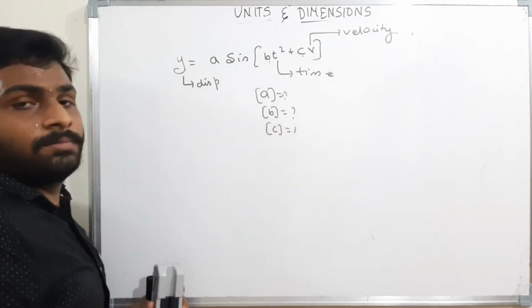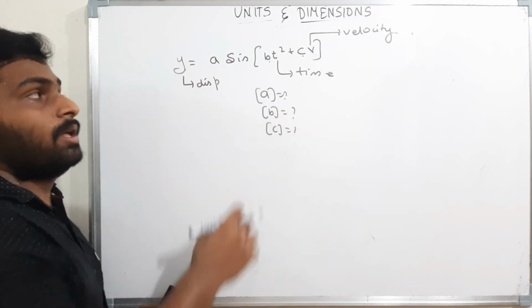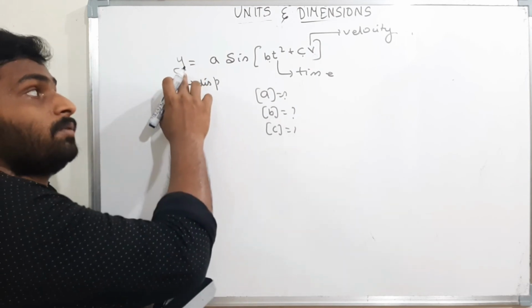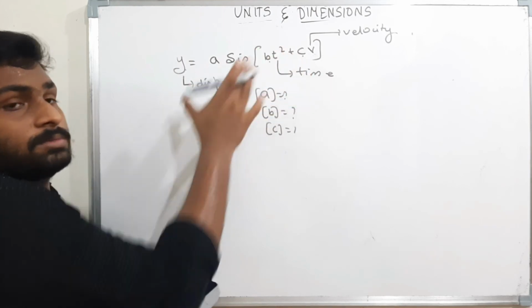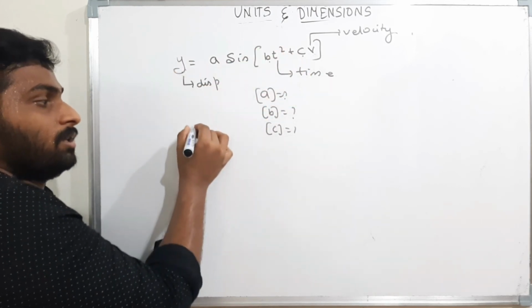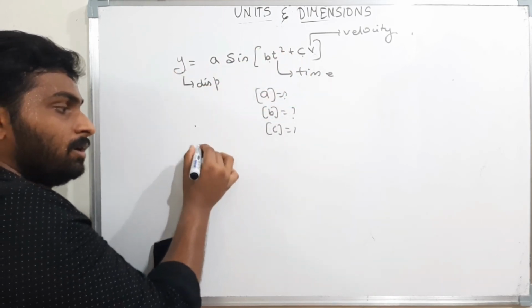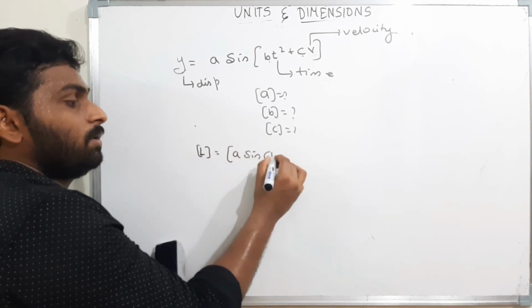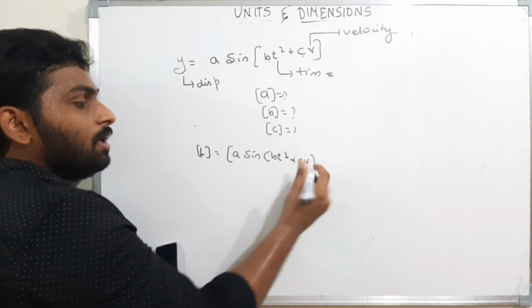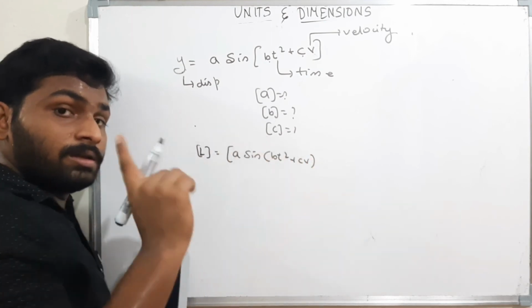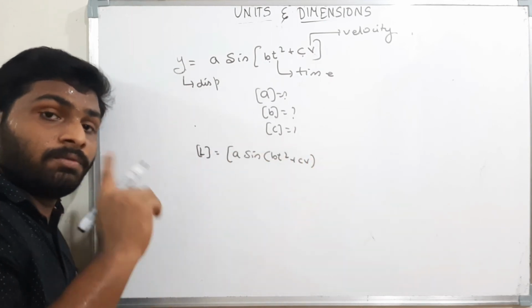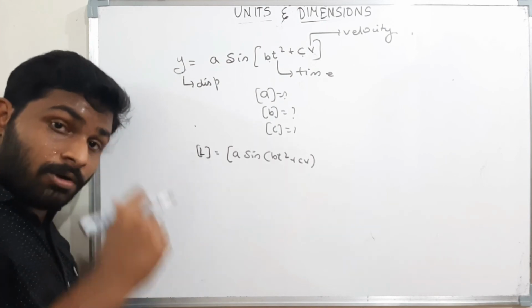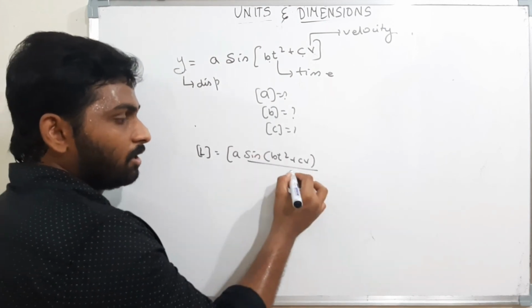Now, how can I find it? Use the principle of homogeneity. According to the principle of homogeneity, the dimension of y must be equal to the dimension of all these terms. Therefore, what is the dimension of y? Nothing but L. It must be equal to the dimension formula for a sine (bt square plus cv). And for sine, what is the dimension formula? A trigonometric function is a constant. Therefore, the dimension formula is always equal to 1.